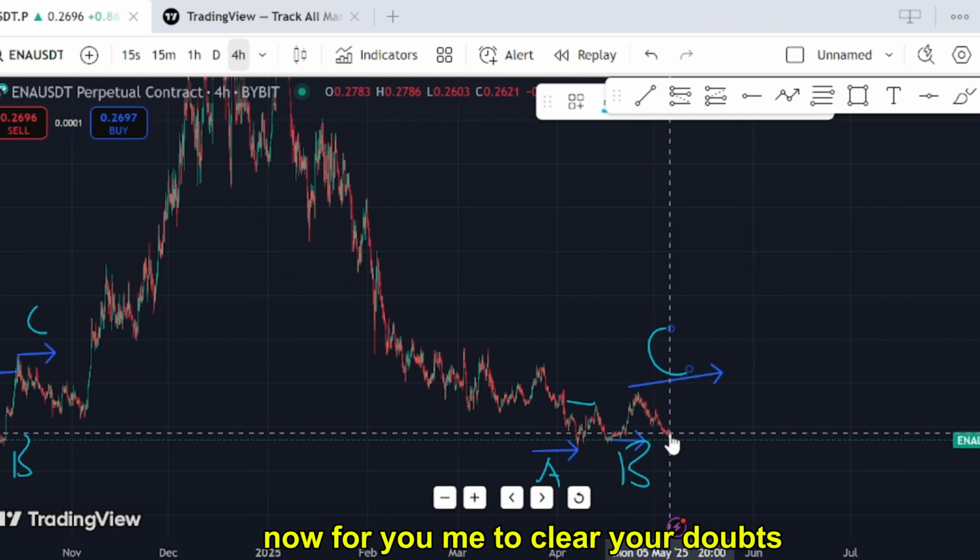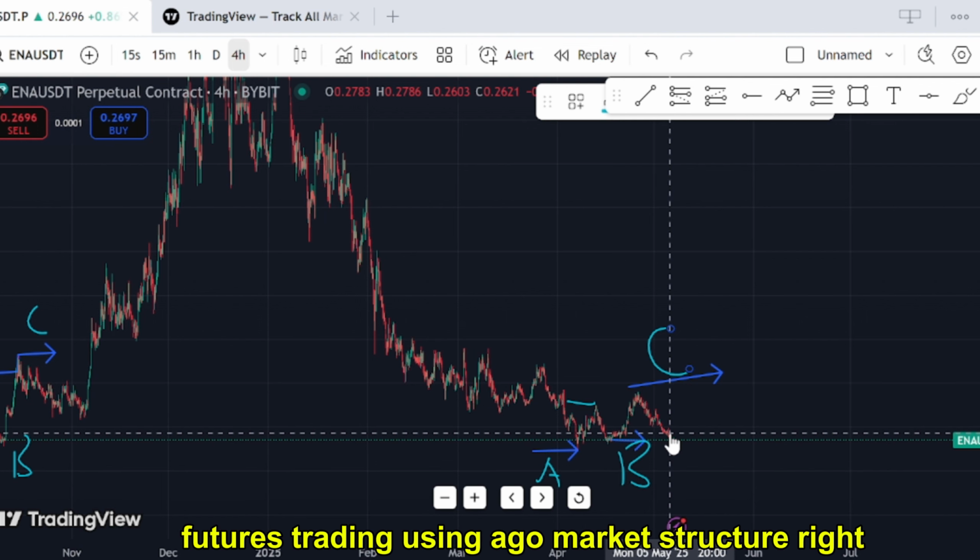Now for me to clear your doubt, I'm going to go to my exchange and show you a proven fact that what I just showed you really works, and then show you how much profit I am on this particular pair called ENA USDT using this simple algo market structure. And now this is to let you know that if you understand the algo market structure the right way, you can make money from futures trading using algo market structure, right?